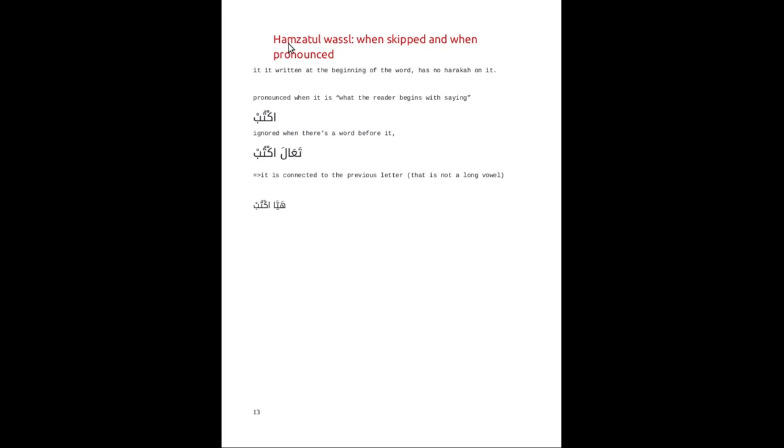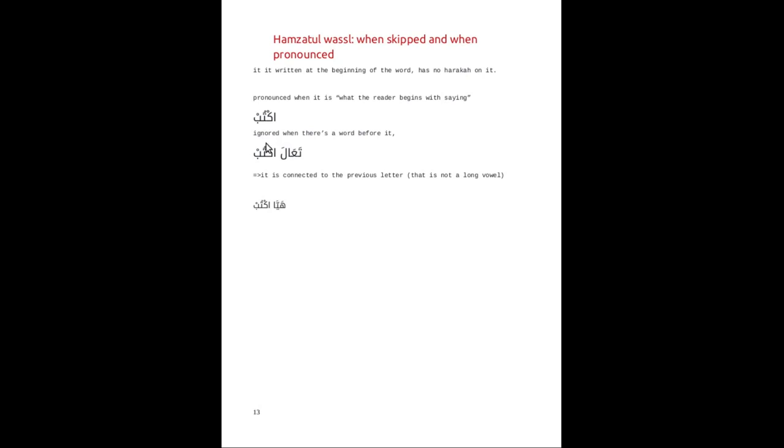There is this letter that we call Hamzatul Wasl, and it's basically like the alif that you saw earlier. Okay, so what is the story behind this Hamzatul Wasl? It is written at the beginning of the word, and it has no haraka on it. It has no vowel on top, at the bottom, or anywhere else. And it's pronounced when the reader begins with it. For example, if I want to say to someone, write, I would tell him, uktub. You see, u, this is the sound of this line. I began my sentence with u, and u is pronounced here.